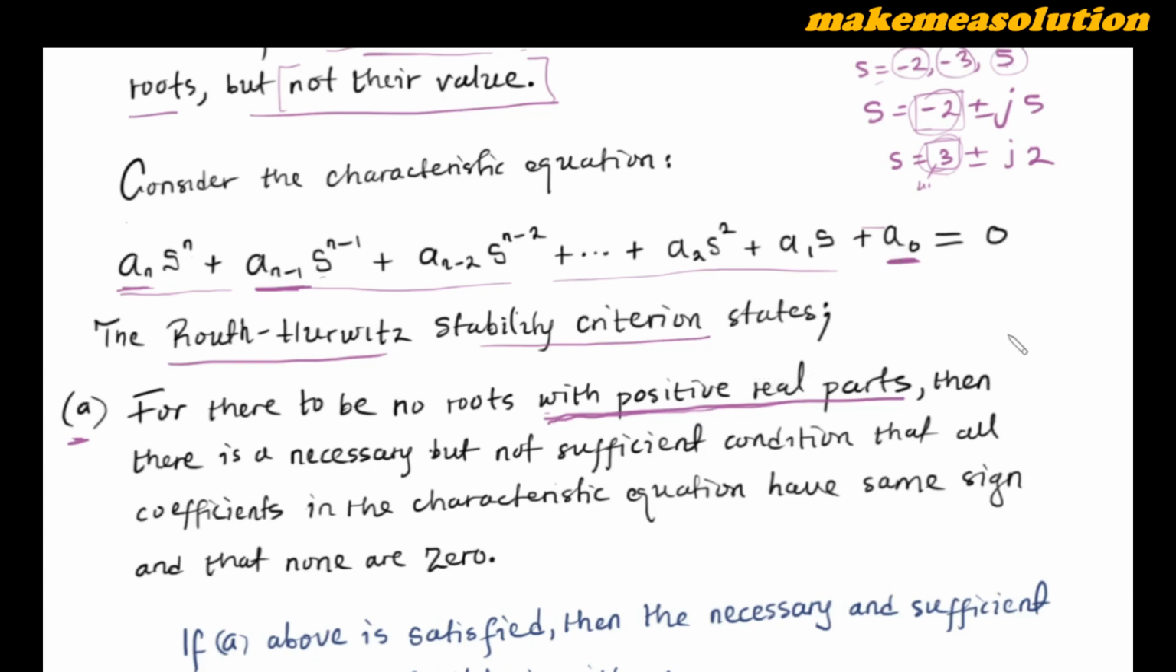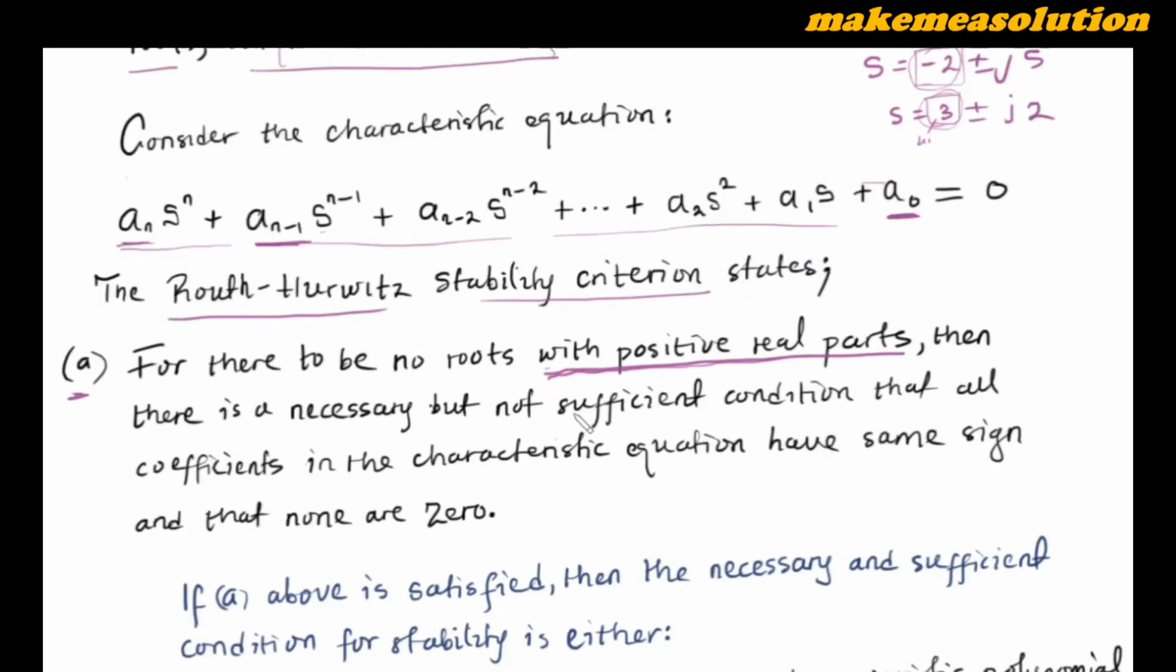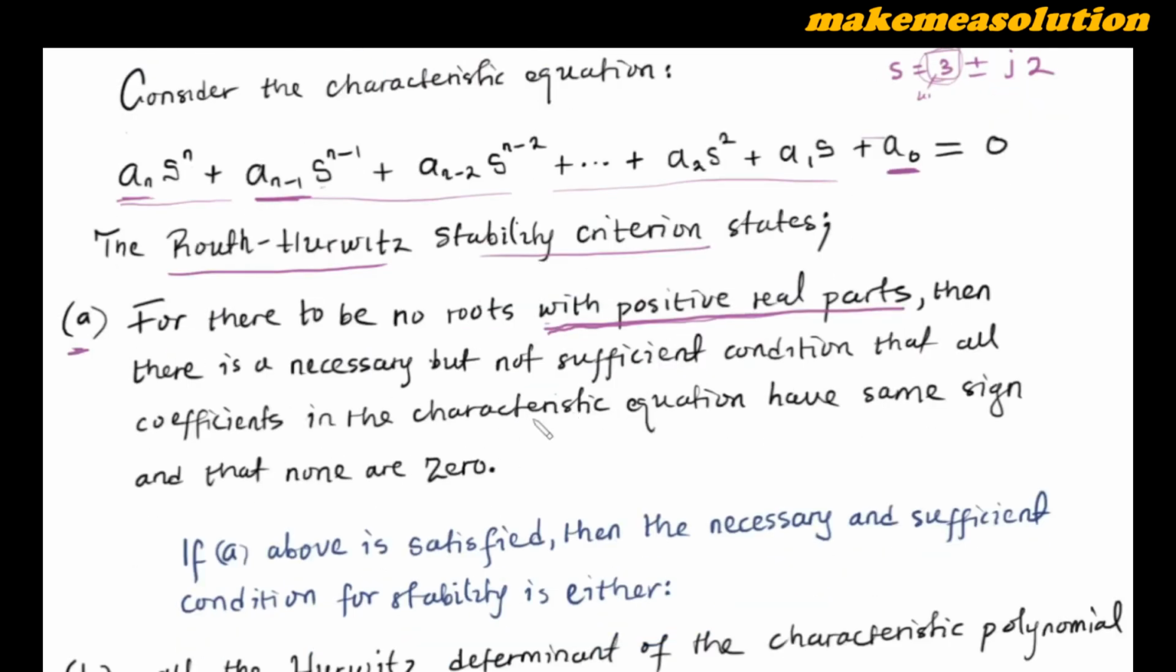Your system will be unstable. Okay, so for there to be no root with positive real parts, there is a necessary but not sufficient condition that all the coefficients in the characteristic equation have the same sign and none are zero. What does this first point mean?